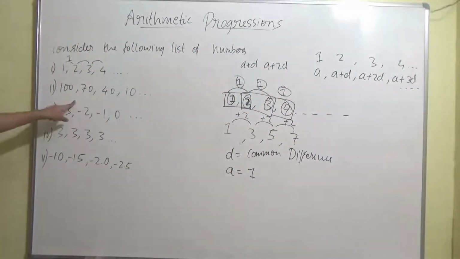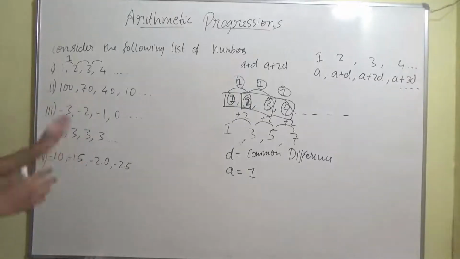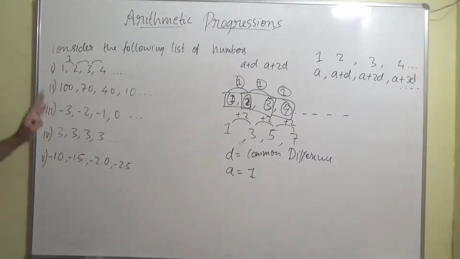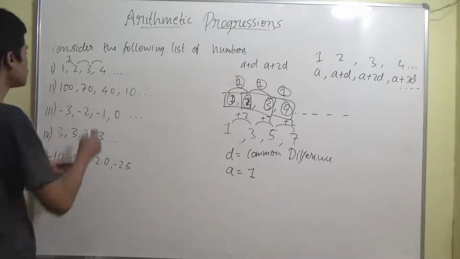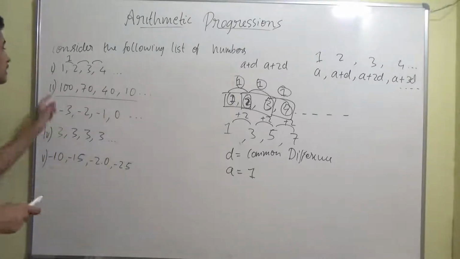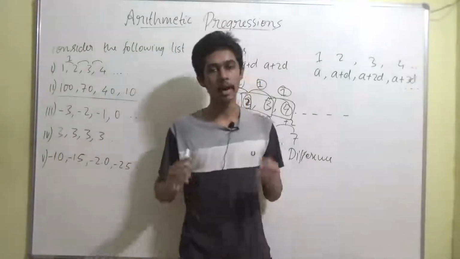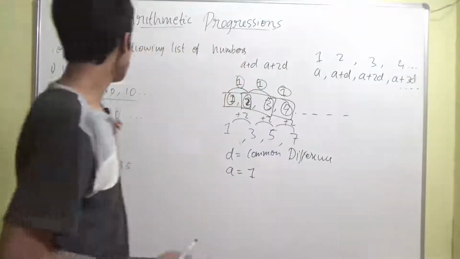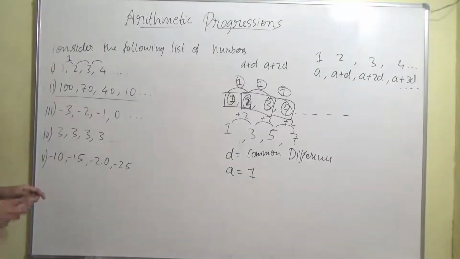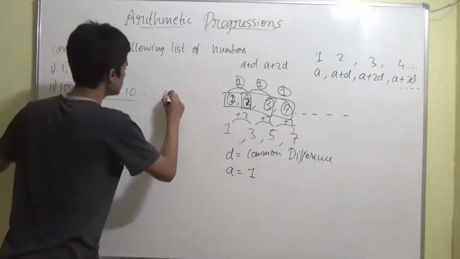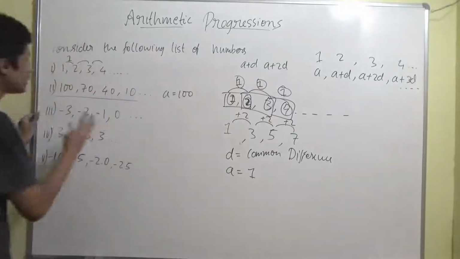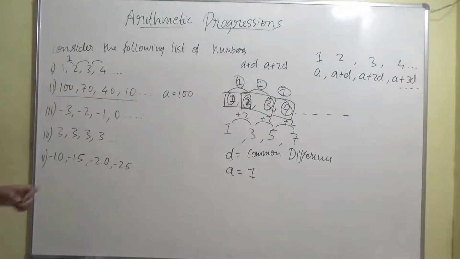For this AP, what is the common difference? Okay, first tell me what is the A term in this arithmetic progression. Arithmetic progression is also called AP in short form. So in this AP, the first term is A, so here A is equal to 100. And what is D? You will get D by doing this, guys.